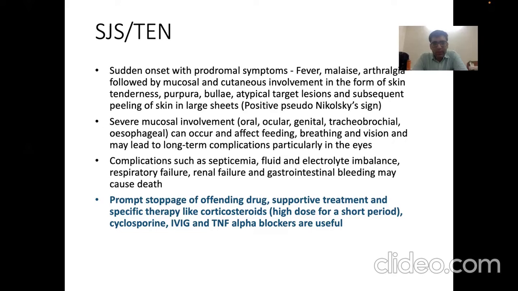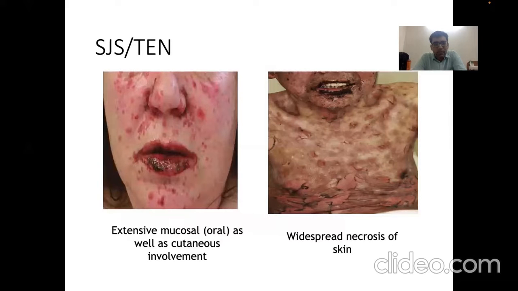Prompt stoppage of offending drugs, supportive treatment, and specific therapy like corticosteroids, high dose for a short period, cyclosporin, IVIG, and TNF alpha blockers are useful. In such cases, cyclosporin is seen to be the fastest acting drug. This is a classical picture of mucosal as well as cutaneous involvement, characteristically involving the lips, with hemorrhagic crusting. And the second picture is of widespread necrosis of skin, seen in TEN.